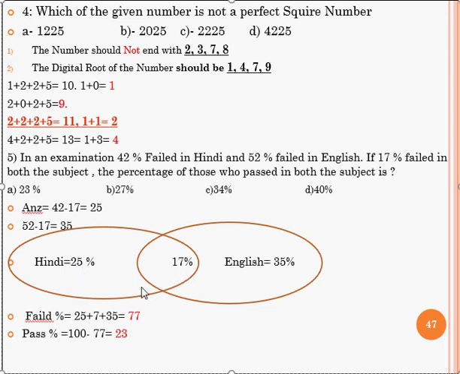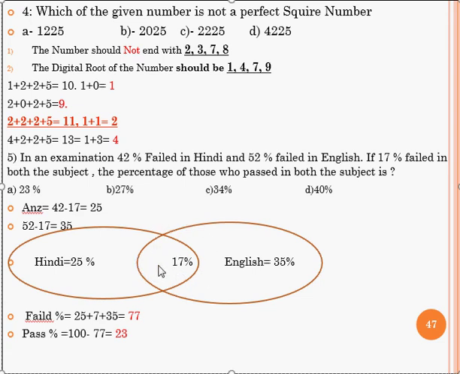How do we get this 25? It is simple: 42 minus 17 equals 25. Why are we calculating 42 minus 17? It is because in Hindi only we get 25, plus these 17 people who failed in Hindi also.